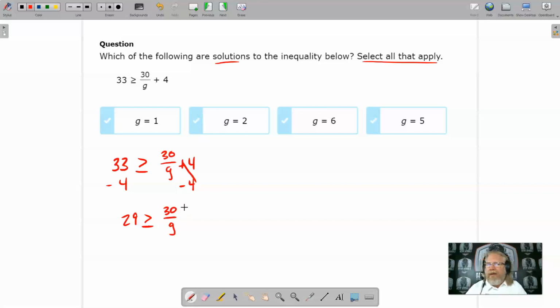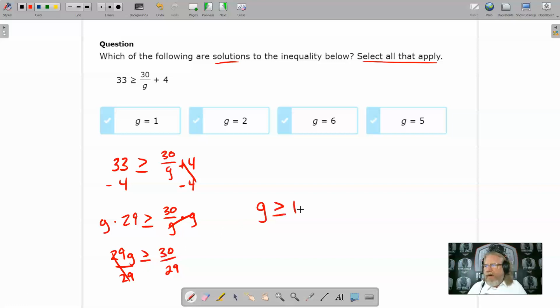So here I am again with the denominator, the number at the bottom of the fraction, being a variable. I want to get rid of the fraction, so I'm going to multiply by the denominator. The denominator happens to be the variable g, but what I do to one side, I do to the other. So I end up with 29g on the left, less than or equal to, and the g's cancel, and I get 30. Then divide both sides by 29, and the 29 cancels, leaving just g on the left, and this ends up being 30 divided by 29.